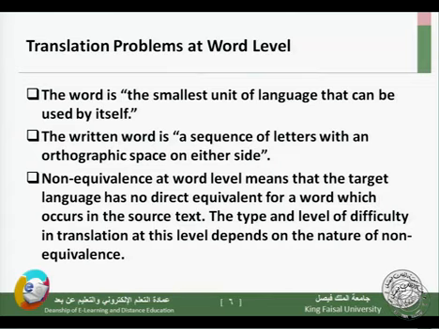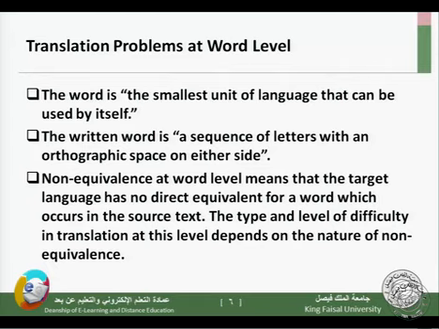Now, when it comes to translation, we need to deal with certain terms. Does it have an equivalent, or it doesn't? Now, what does non-equivalence mean at word level? Non-equivalence means that the target language has no direct equivalent for a word which occurs in the source text.